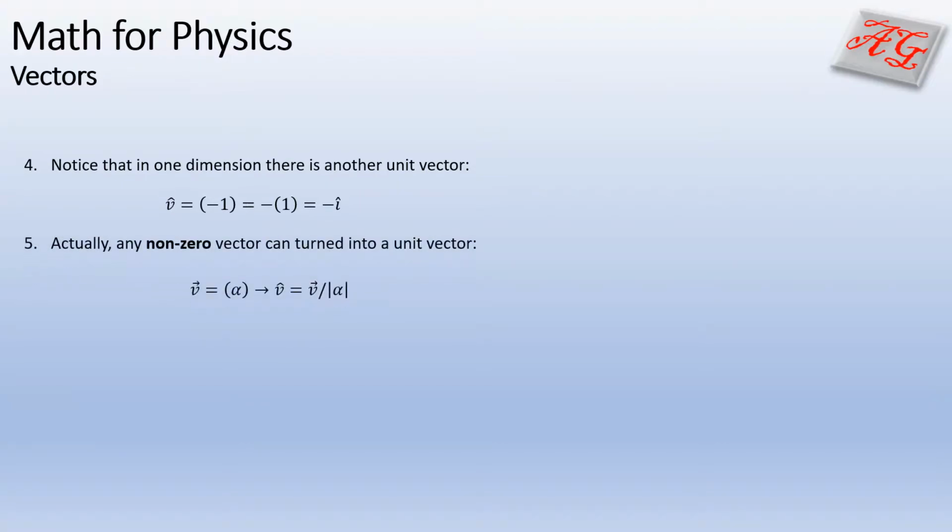Another property is that non-zero vectors can be turned into unit vectors by dividing the vector by its magnitude. And this unit vector will point in the direction of the original vector, but will have unit length. And finally, there is also the zero vector. And the zero vector is the additive identity for vector algebra. If you add the zero vector to any vector on either side, it will not modify the vector.